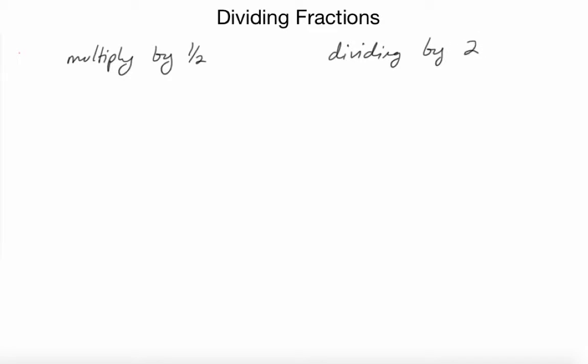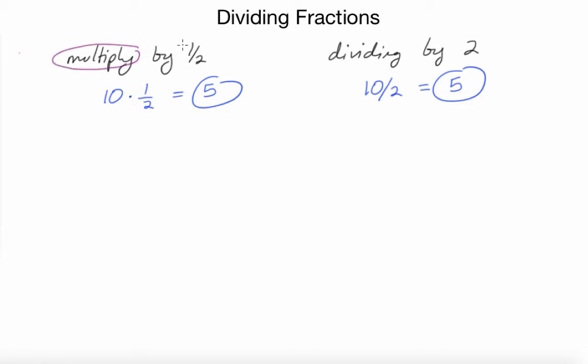Well, let's think about this. If I take 10 and I multiply it by half, what's half of 10? That's going to equal 5. Same number. What if I take 10 and divide it by 2? 10 divided by 2 is also 5. And what we see here is that multiplication and division are hugely related.